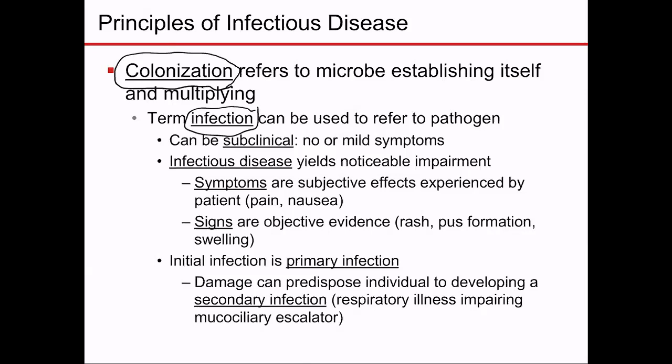Now, the infection sometimes could be subclinical. Subclinical means that the pathogen is not producing any symptom in that particular subject, or maybe only mild symptoms. It could be a symptomatic disease in which we can now appreciate not only symptoms but also signs of that infection. Now, what is the difference between symptoms and signs?